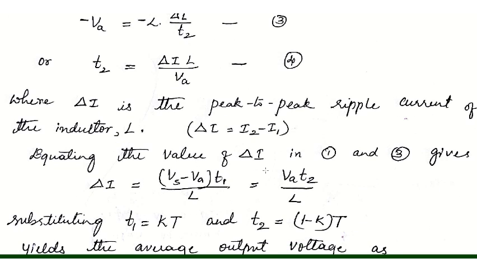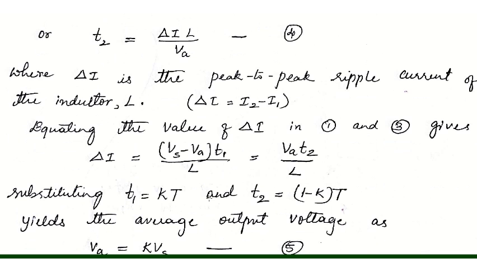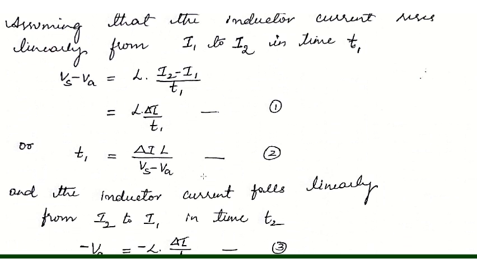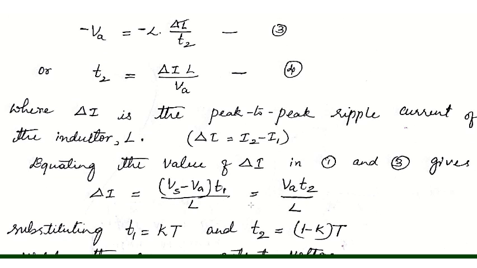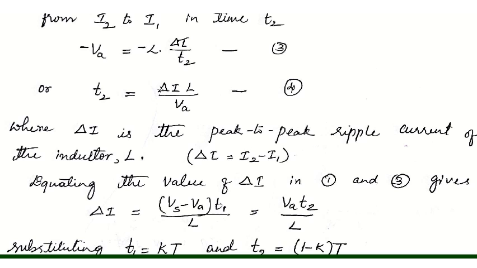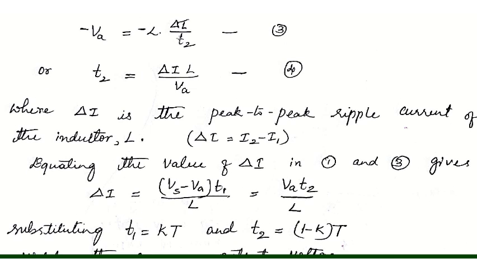So equating the value of delta I in equations 1 and 3, observe that equation 1 and 3, we can write it as (Vs minus Va) into T1 by L is equal to, which we get from equation 1, (Vs minus Va) into T1 by L is equal to, from equation 3 we will get Va into T2 by L. I hope you are able to relate that, equating for delta I there.